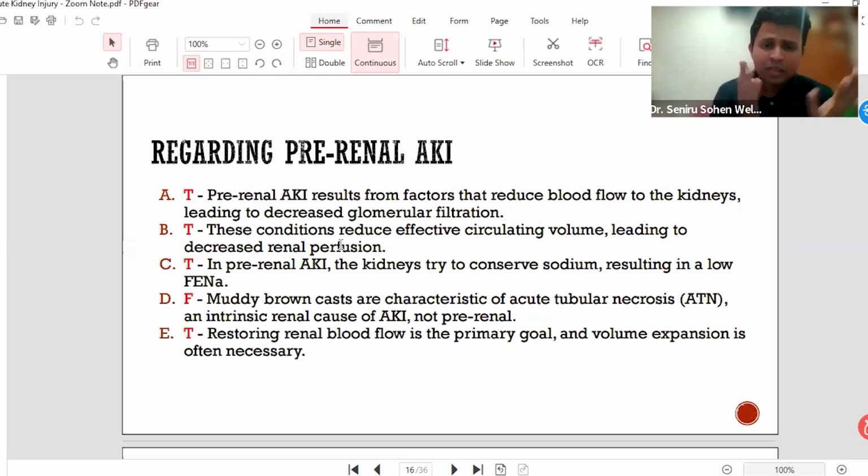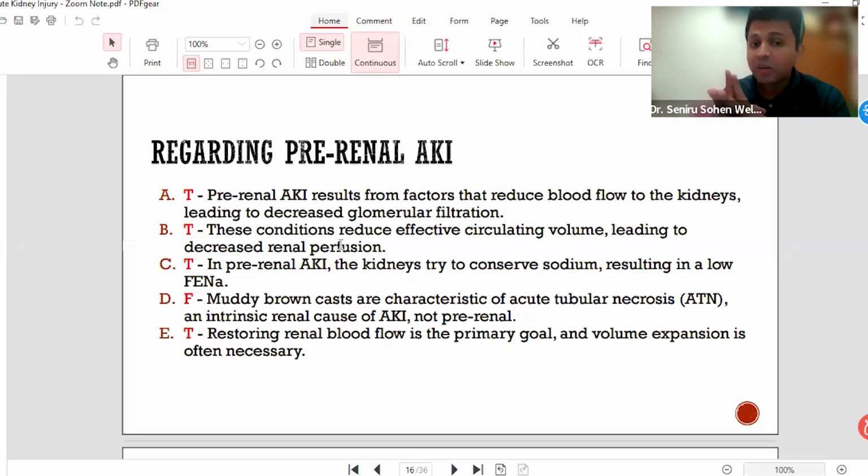So in urine sodium, in pre-renal AKI, the kidney will try to preserve the sodium. So the urine sodium will be low in patients with pre-renal AKI. Whereas the tubules will not have that much of a concentrating effect. So when you are having acute tubular necrosis, the urine sodium will be high. So urine sodium less than 20 is seen in patients with pre-renal AKI.